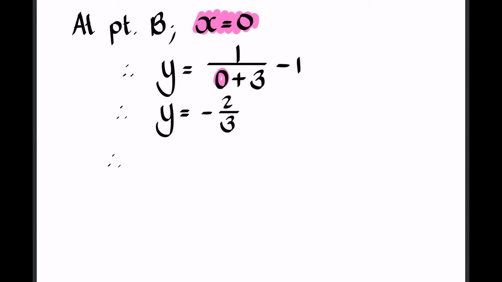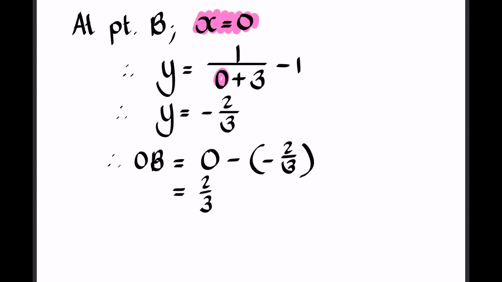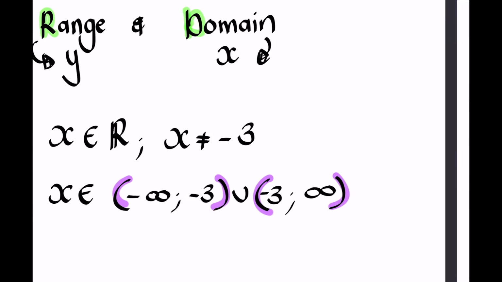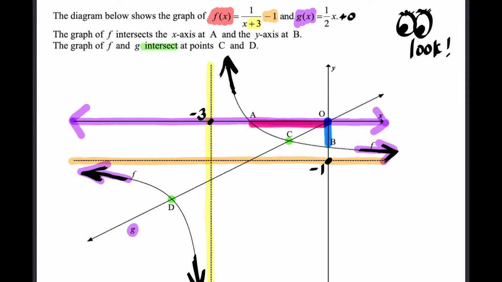Now, negative 2 over 3 is the coordinate. So if I were to do y top minus y bottom, I could say that OB is equal to 0, because that's the coordinate at the top, minus the coordinate at the bottom, which is the B. And 0 minus negative 2 over 3 is 2 over 3, and it's a length, so I'm going to write units. What I'm going to do is I've got that B value now, so I'm going to write it in as negative 2 over 3.